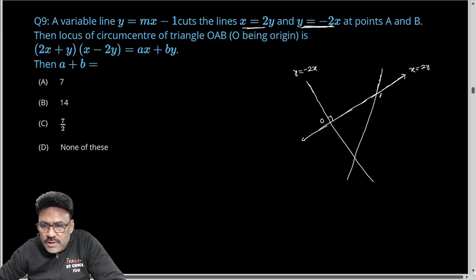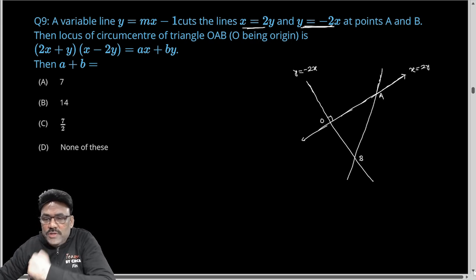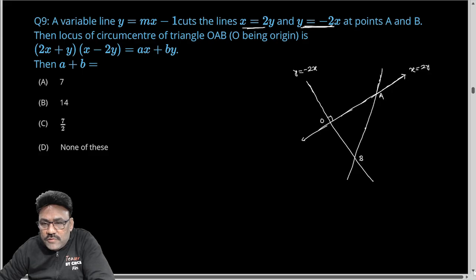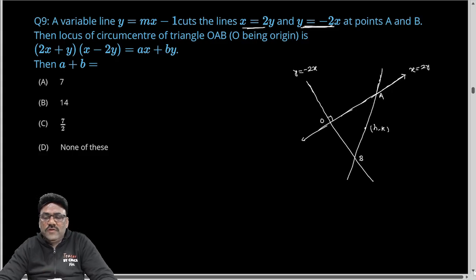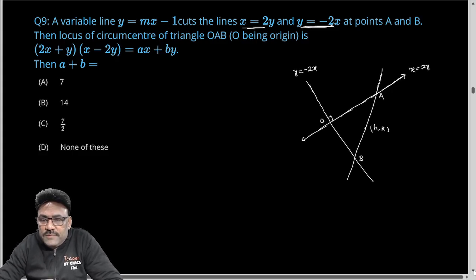This third line is cutting these two lines at the points A and B. So you can clearly see that this triangle OAB is a right triangle. Hence the circumcenter of the triangle OAB is nothing but the midpoint of AB, the midpoint of the hypotenuse. And I have to get the locus of the circumcenter. So let's say this midpoint is h comma k. I have to get the locus of this midpoint h comma k, right? This line is y is equal to mx minus 1.